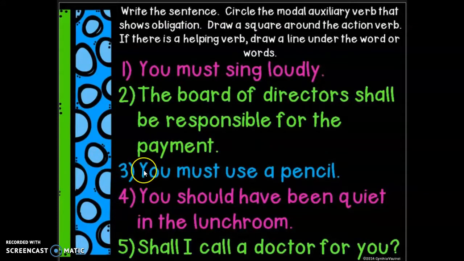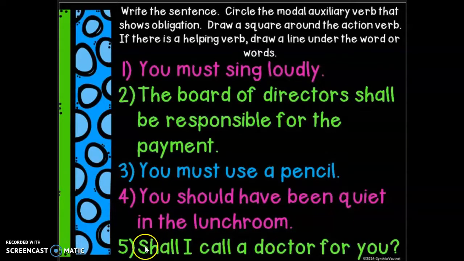Okay, so number 3, you must use a pencil. What's that word that shows obligation? It is must. And what's your action verb? It is use. Number 4, you should have been quiet in the lunchroom. What's that modal auxiliary obligation verb? You should pick should. And what is your action verb? It is quiet. And then we do have some helping verbs in here, and it would be have been.